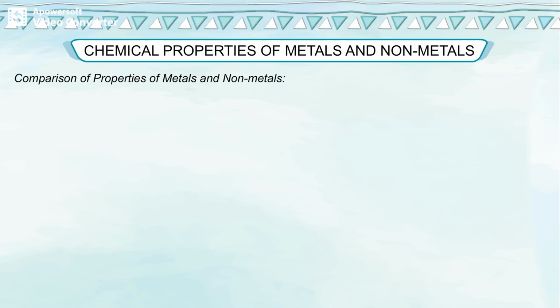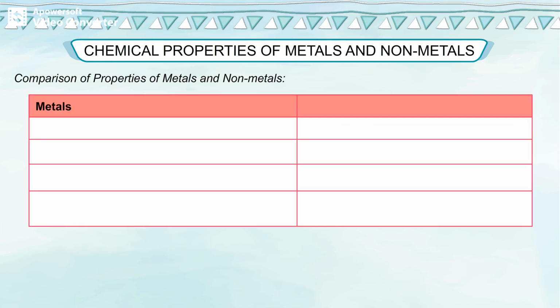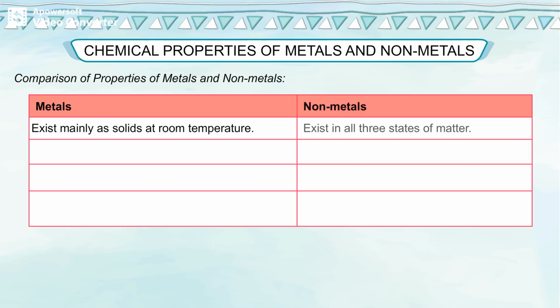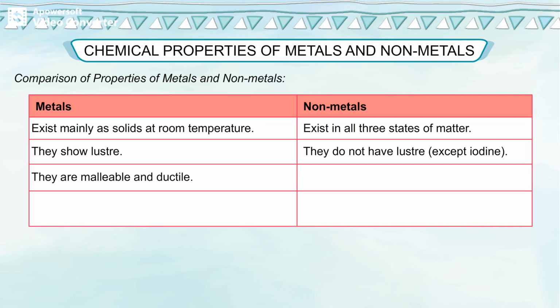Comparison of properties of metals and non-metals. Metals exist mainly as solids at room temperature. Non-metals exist in all three states of matter. Metals show luster. Non-metals do not have luster, except iodine. Metals are malleable and ductile.